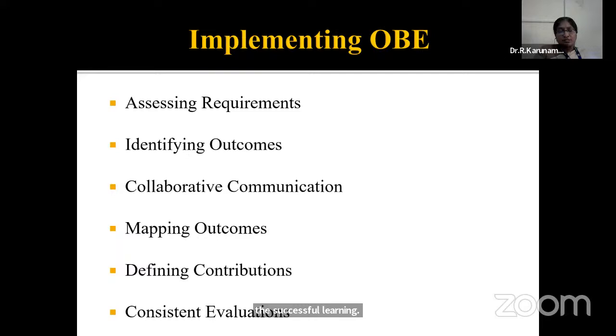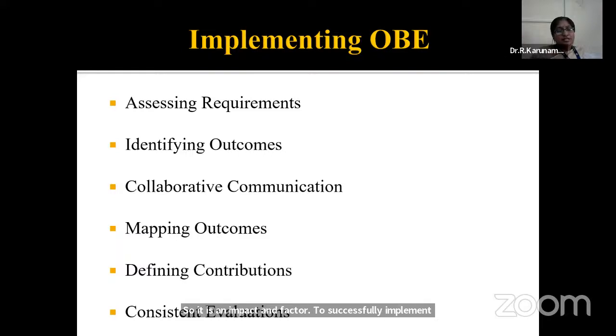Consistent evaluations. Yes, not only at the end of the semester. We test the students throughout the semester, throughout the study period. Evaluations are made continuously, so it is an important factor to successfully implement OBE teaching methods.